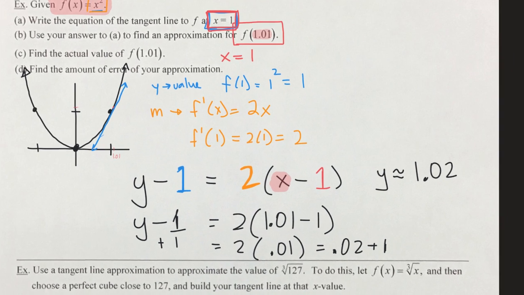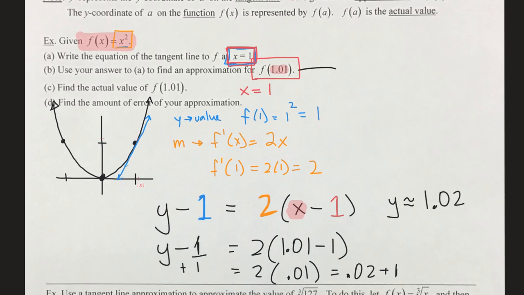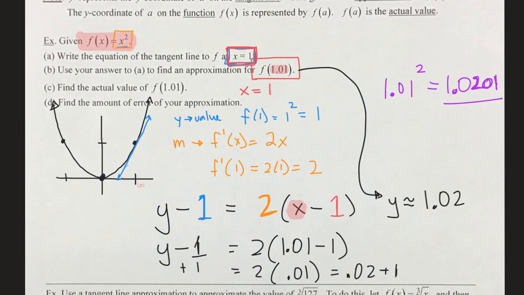Okay, so 1.02 is my approximate value for f of 1.01. Now let's get a calculator and see exactly what the actual y value is at 1.01. Here is what my calculator says is the actual value for 1.01 squared: 1.0201, right? 4 decimal places.